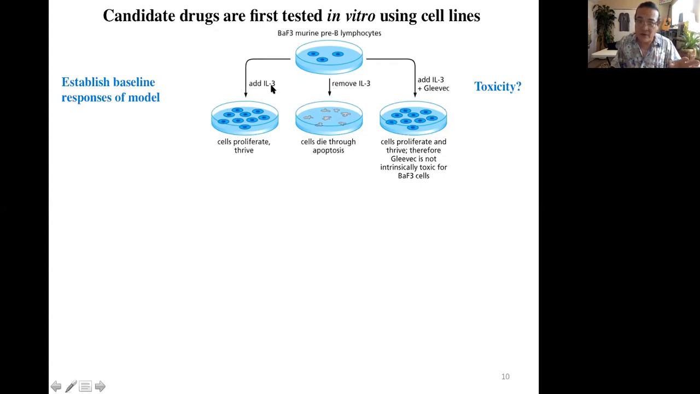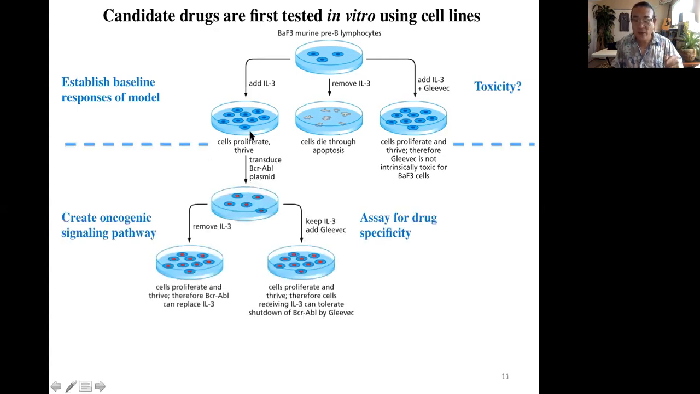So then what you do is you say, okay, so now I know that these cells behave like normal. We can stimulate them to differentiate with IL-3. We can kill them if we take away this IL-3. But now what if we differentiate them using the IL-3, but also have our Gleevec drug in there? Is there going to be any impact? Right? And you can see the answer is no. So this is nice because this means that the Gleevec itself is not somehow toxic to the cells, and it does not seem to interfere with the normal healthy cell's development. So this establishes then a baseline response model, right, and rules out off-target toxicity. Then what you say is, now let's turn this into a cancer model.